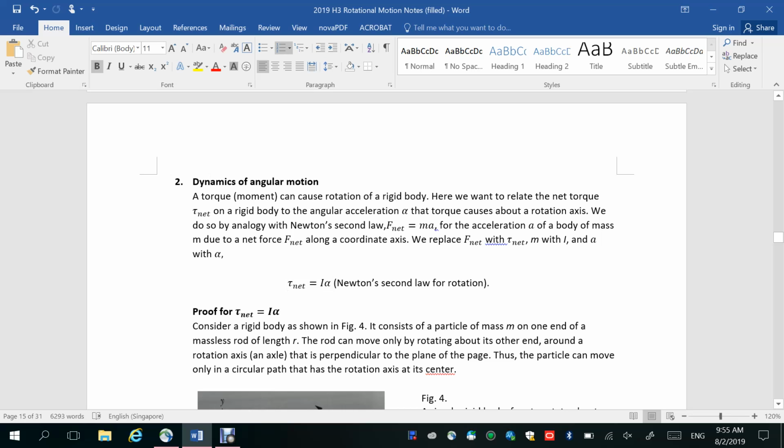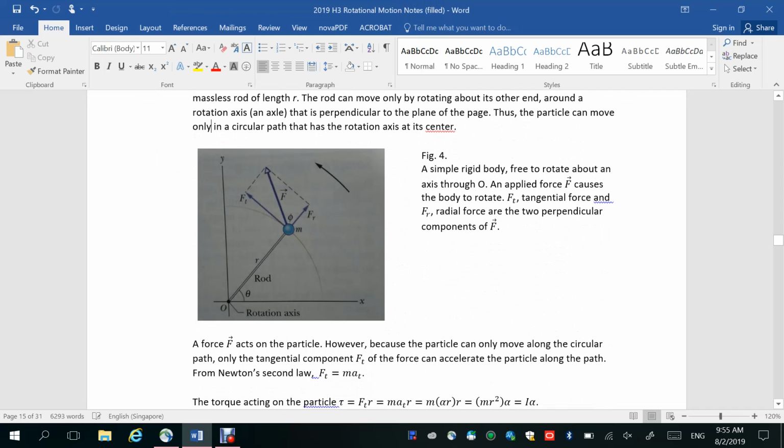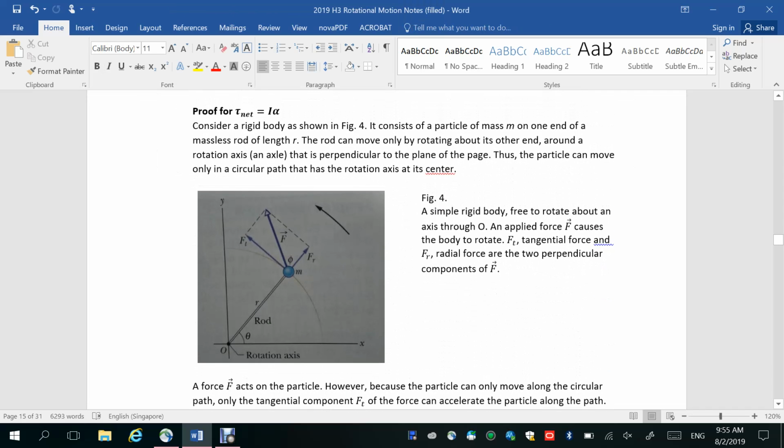So the proof is here. You can take a look at it. I'm not going to go through it because it's quite easy to understand. What I'd like to explain is in this diagram. Notice this is the rotating mass. There will be a tangential force that gives rise to the increasing tangential speed. And then there is a centripetal force that gives rise to the centripetal acceleration because it's going around in a circle. Notice that this centripetal force, they call it the radial force, is pointing out.